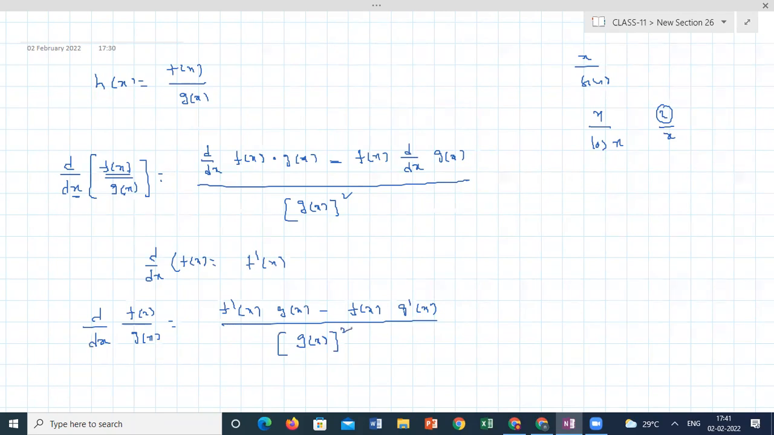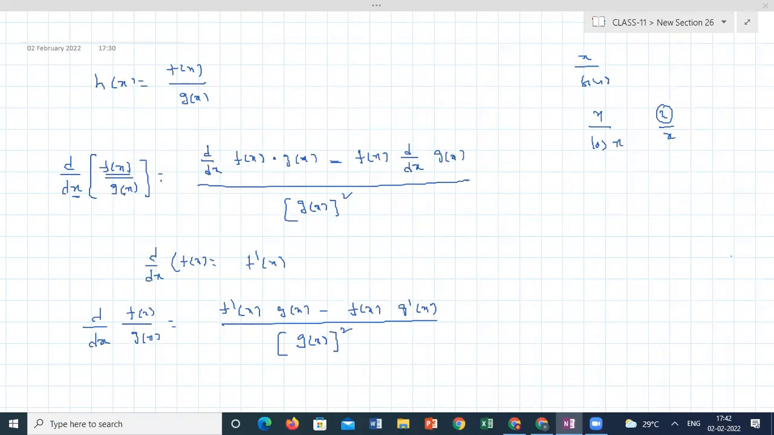Is it clear, students, what I'm asking? Shall I go for some numericals related to this? Students, please respond. Yes or no? Guys, I can move to some numericals. Yes, sir.